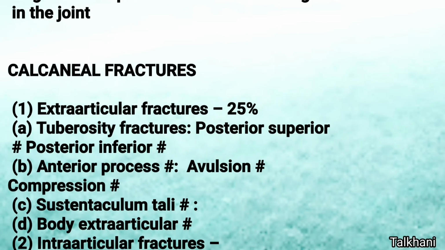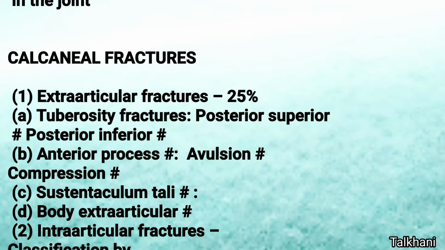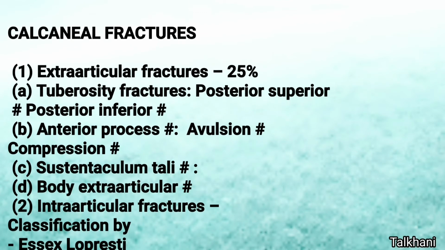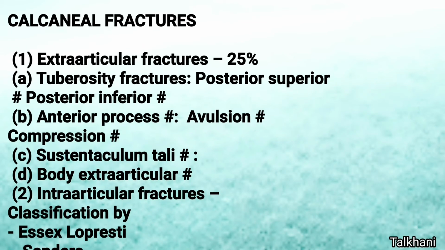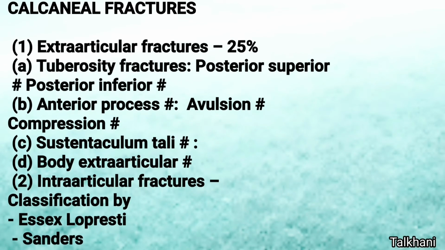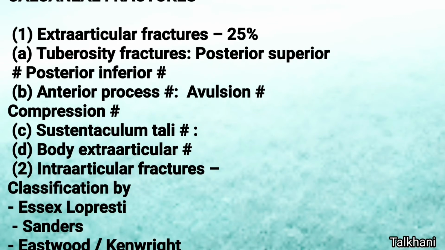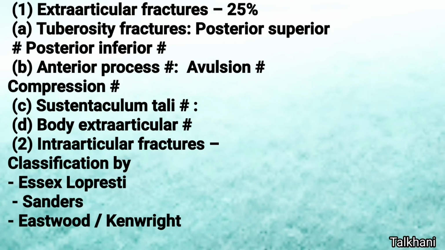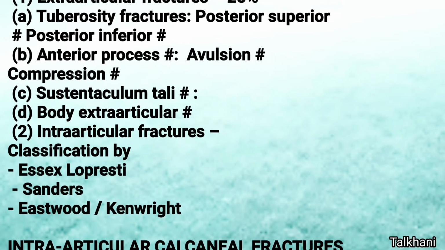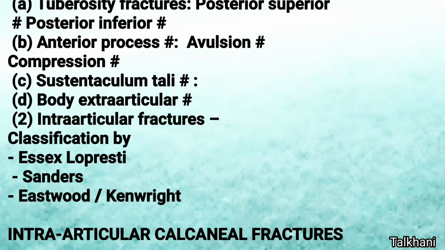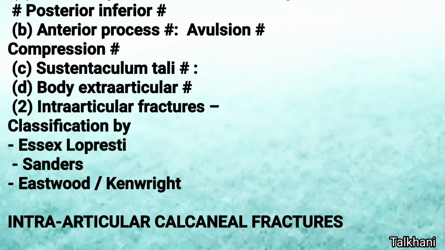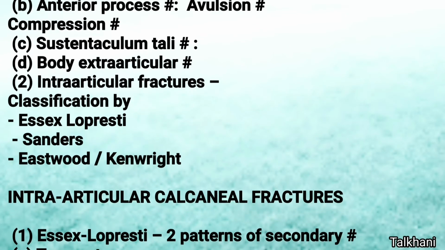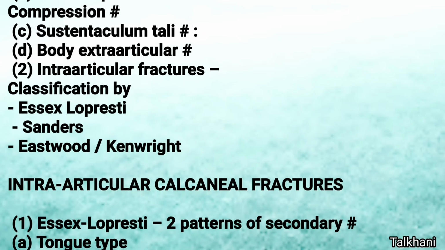Calcaneal fractures. 25% of the calcaneal fractures are extra-articular fractures. Extra-articular fractures are posterior superior or posterior inferior tuberosity fractures, avulsion or compression anterior process fractures, sustentaculum tali fractures, and extra-articular body fractures. There are various classifications of intra-articular fractures of the calcaneus. 3 are mentioned here: Essex-Lopresti, Sanders, or Eastwood and Kenwright classification.